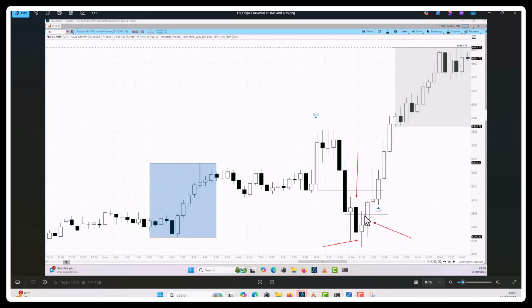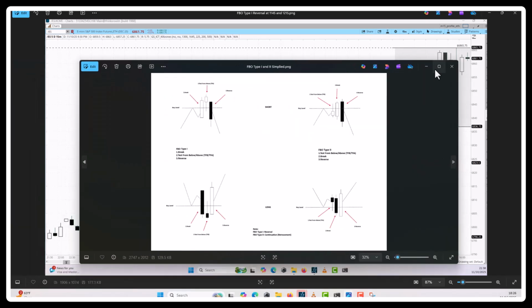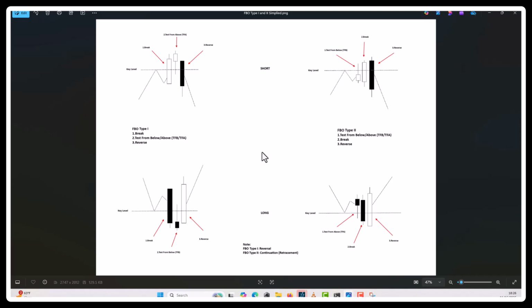Basically it can be a type 2 or type 3 here. Let's go with type 1. I mean type 1 or type 2 here. Break, test from below and reverse. That is the type right here. So we have type 1 on the left, and type 2 on the right there. So the short setup is on the top, and the long setup on the bottom right there.